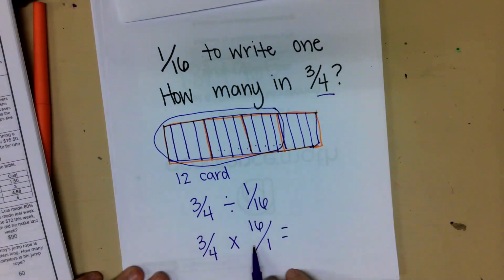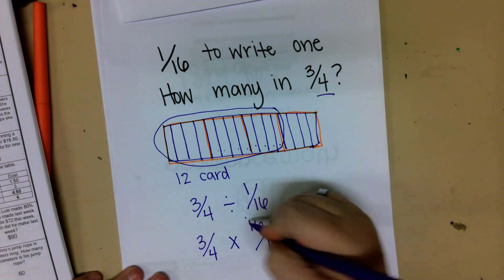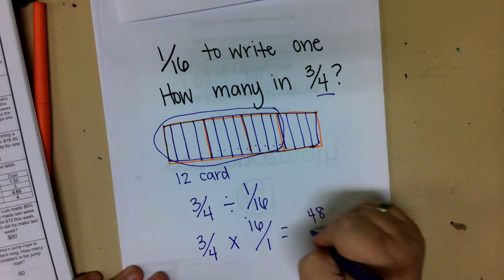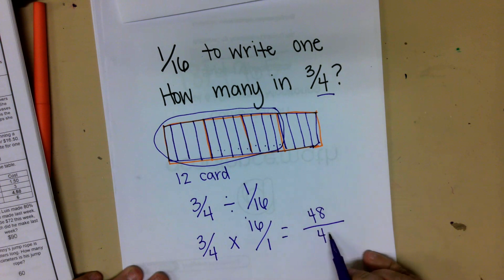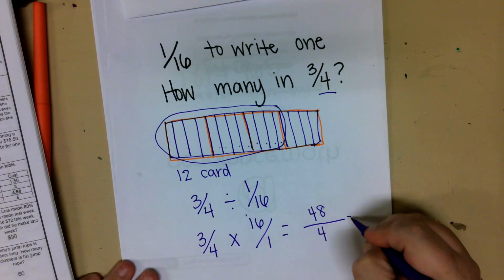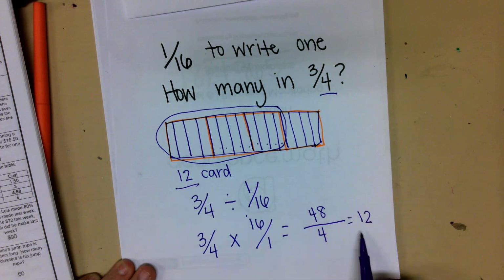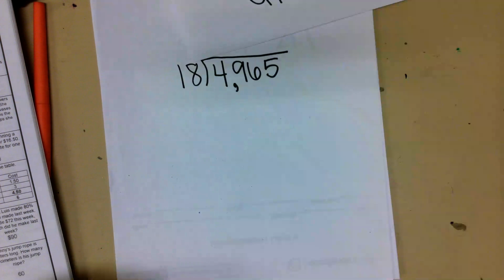Okay, 3 times 16, that's going to give me, let's see, 48. Now, this is an improper fraction, so I want to divide. 48 divided by 4, I know that 4 goes into 48 12 times. So we've got the answer 12 in 2 different methods. I think we're right. Okay.